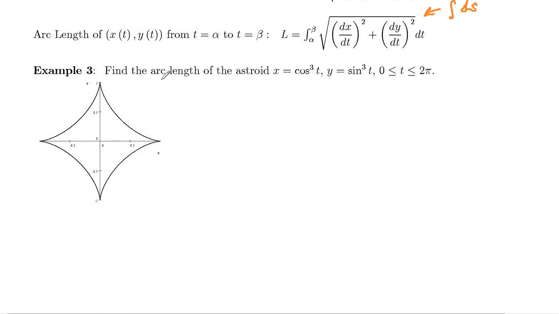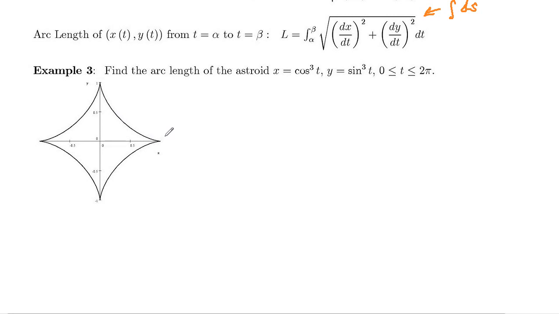So let's say we want to find the arc length of the asteroid, x equals cosine cubed t and y equals sine cubed t. t goes from 0 to 2 pi. So we got to be a little bit careful here, because orientation matters with these parametric curves, and actually we have some symmetry here. We can find the arc length in the first quadrant and then multiply by 4.